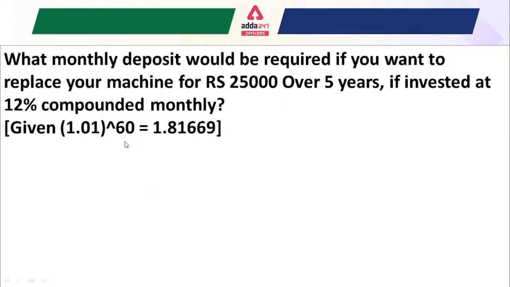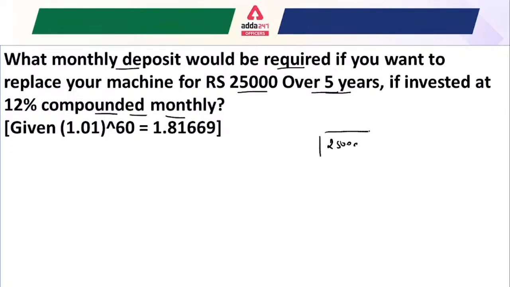Okay, so this is the first question: what monthly deposit would be required if you want to replace your machine for 25,000 over 5 years, if invested at 12% compounded monthly. In this question, the monthly deposit is required if you want to replace your machine for 25,000 rupees over 5 years. That means you want 25,000 rupees over 5 years.